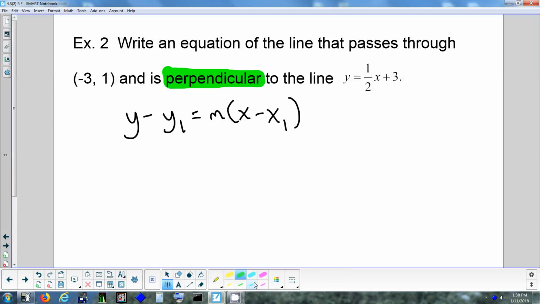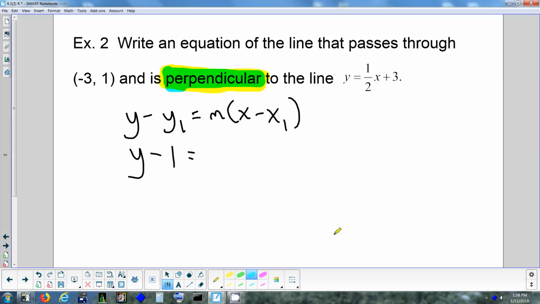Alright? Xander, what's the first thing I'm going to write? Y. And it's just Y, correct? X. What's the next thing I'm going to write? Minus. Ginny, what's the next thing I'm going to write? 1. Good. That's my Y1, right? Good. Connor, what's the next thing I'm going to write? Equals. Very good. Now this is the tricky one.